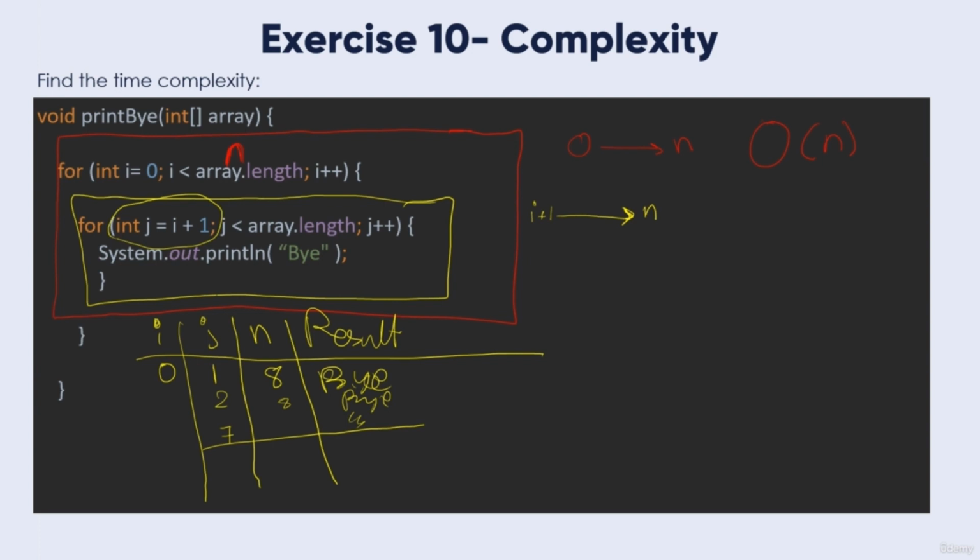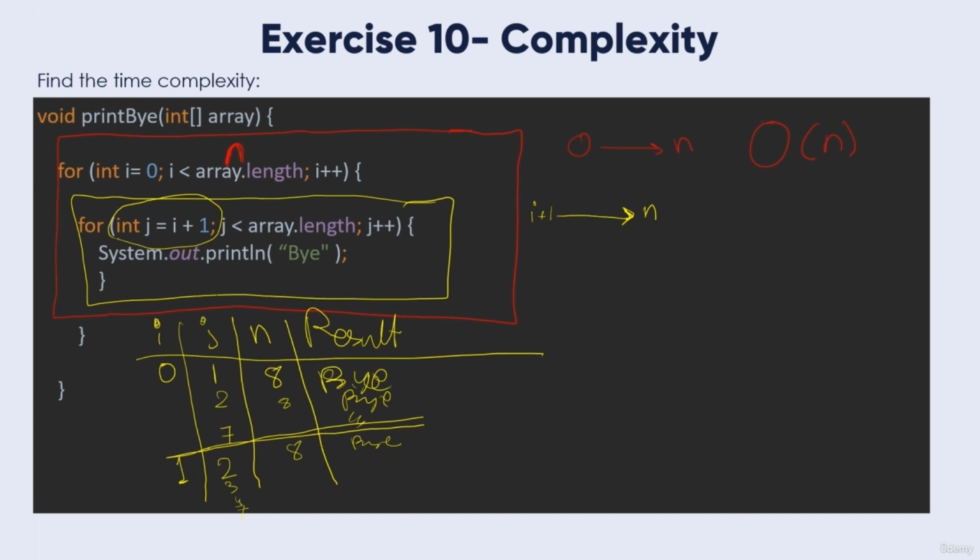Again, going up, increasing i by 1, it's now 1. Now j is equal to 1 plus 1, so it starts from 2. So i equal to 1, j equal to 2, and n is a constant here. It will result in 2, 3, 4 till 7. And so on. If we took i equal to 2, j will go from 3 to 7.